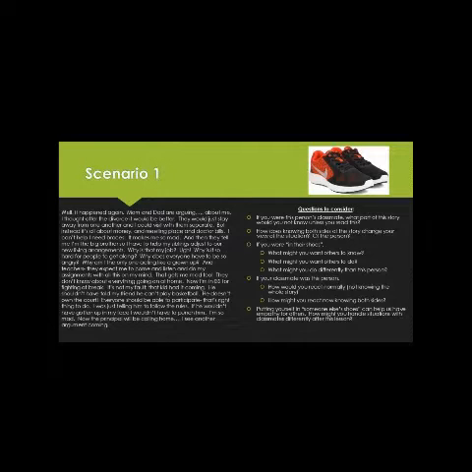We're going to start with 4 scenarios, and as I read the scenario on the left, when we're done, I want you to pause the video and look at the questions on the right and answer them based on this scenario. So here's our first scenario.